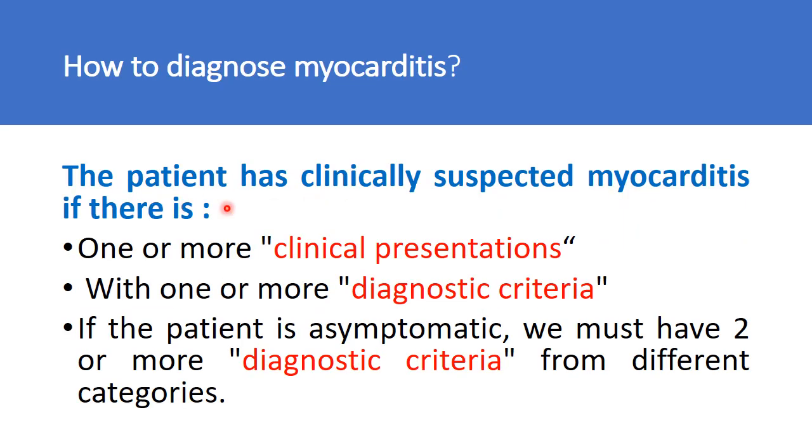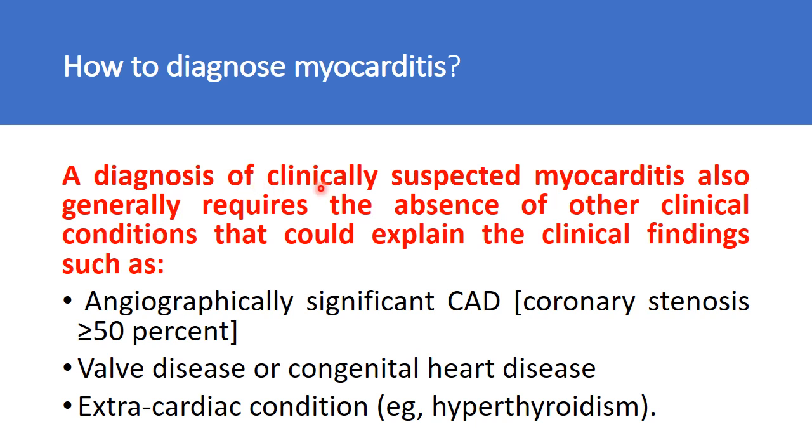How to diagnose clinically suspected myocarditis? The patient has clinically suspected myocarditis if there is one or more of the clinical presentations with one or more of the diagnostic criteria. If the patient is asymptomatic, we must have two or more of the diagnostic criteria, but from different categories.